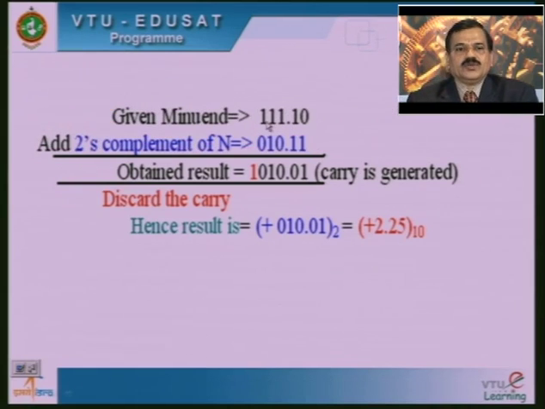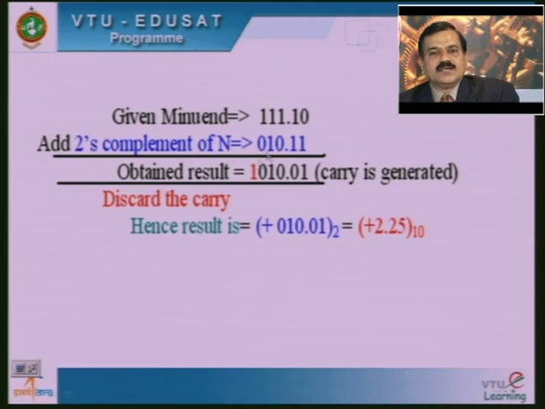The given minuend value is 111.10, and we add the 2's complement of n, that is 010.11. To get the result: 0 plus 1 is 1, and 1 plus 1 is 0, the carry is added here; 1 plus carry 1 is equal to 1 0, then the 1 carry is taken here, 1 plus that carry is equal to 1 0. Then 1 plus 0 plus the carry from the back, which is 1, gives 1 plus 1 becomes 1 0, that 0 is taken here and 1 carry remains.